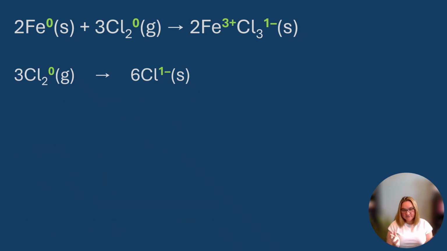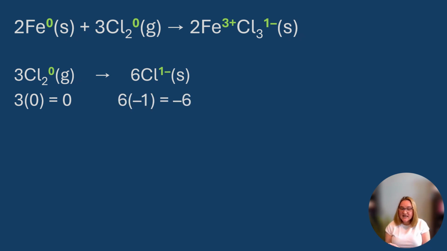Back to our chlorine half reaction. There are 3 neutral chlorine molecules on our reactant side of the equation. So again, the reactant side of my equation is neutral, 0 charge overall. There's 6 individual chloride ions on the product side, 3 from each salt, but you have 2 formula units of that salt, 6 total. This gives us a charge of 6 minus on the product side of the equation.